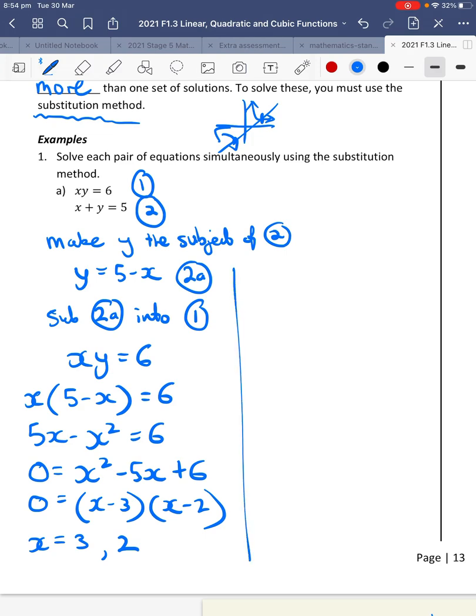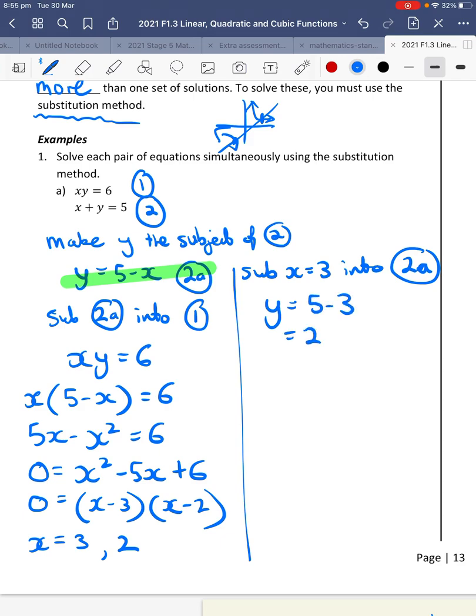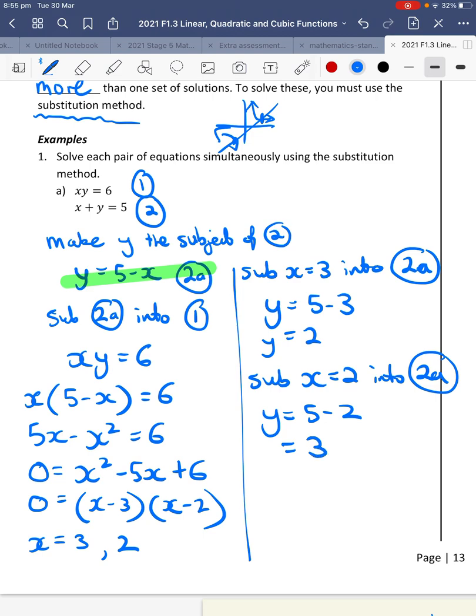So now we're going to sub that back into our original equations to get our answers. Okay, so let's sub x equals 3 into 2a, because that's a nice little y equals that we can see here. It's going to be a nice thing to sub back into. So we're going to get y equals 5 minus 3, which is 2. And we're going to sub now x equals 2 into 2a as well, and we're going to get y equals 5 minus 2, which is 3.